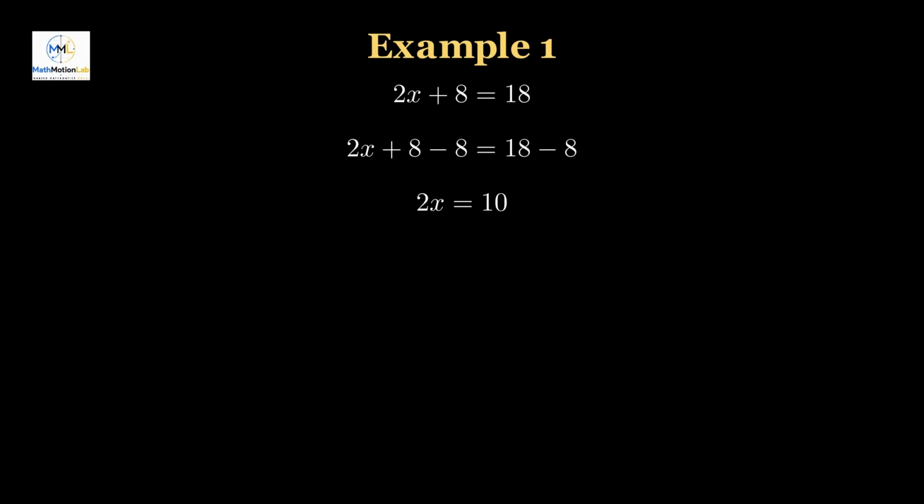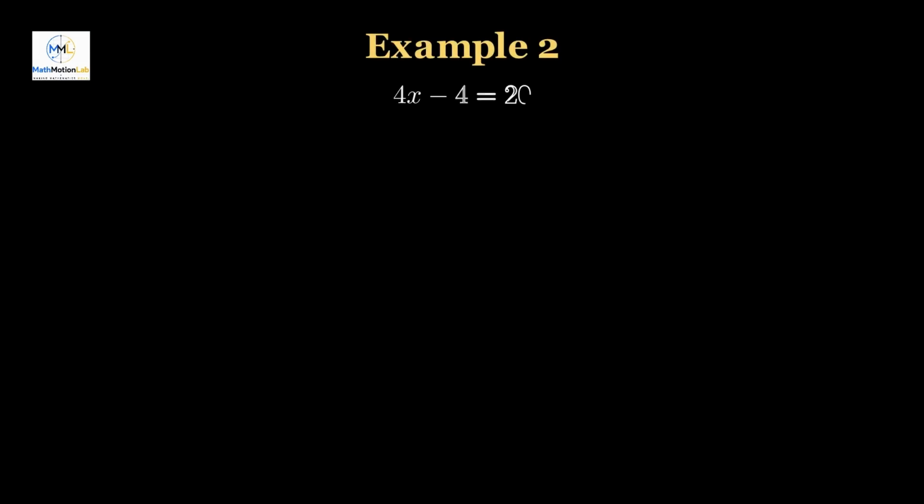Our goal now is to isolate x. Since x is multiplied by 2, we divide both sides of the equation by 2. This leaves us with x equals 5. Always take a moment to check that the variable has been isolated completely. Let's move on to the next example.